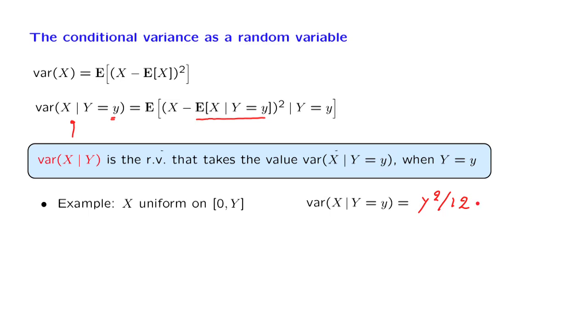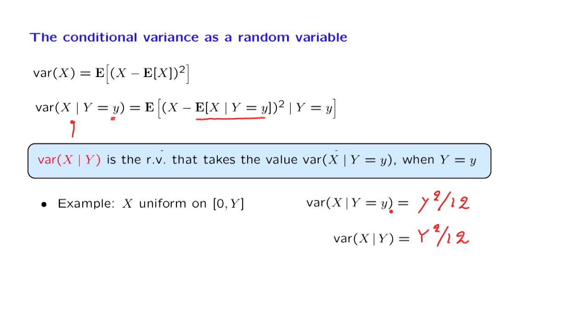Let us now change this equality between numbers into an abstract equality between random variables. The random variable variance of X given Y is a random variable that takes this value whenever capital Y is little y, but that's the same as this random variable. This is a random variable that takes this value whenever capital Y happens to be equal to little y. So we have defined the abstract concept of a conditional variance, similar to the case of conditional expectations.